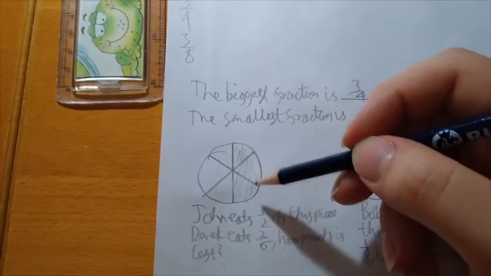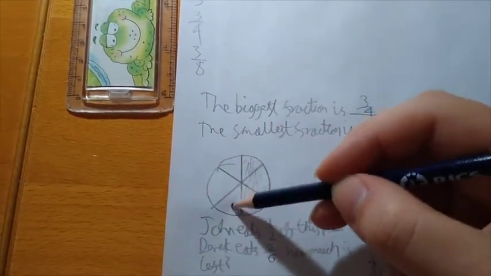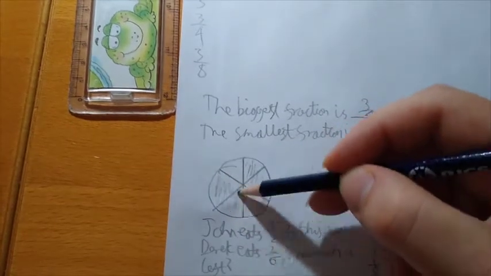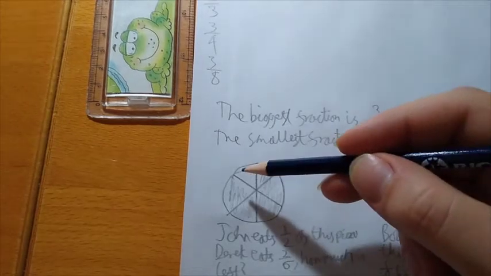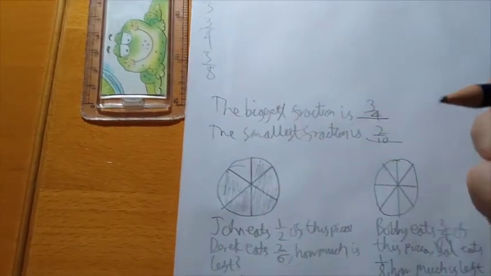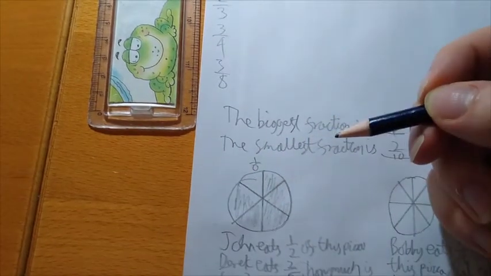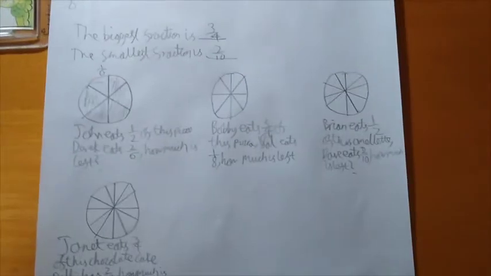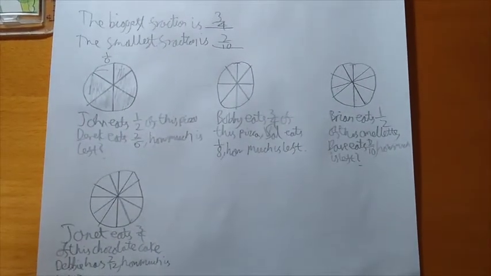Now, Derek has eaten 2/6. So we're going to shade 2/6 in, like so, and see how many we have left, which is the one that's not shaded. So we have 1/6 left for this pie chart. So using the same method of working out, please have a go at the rest of these pie charts.